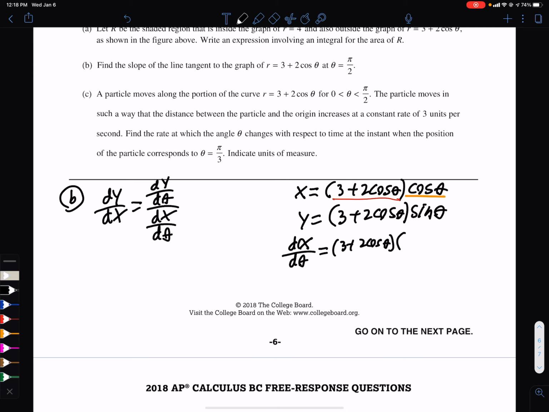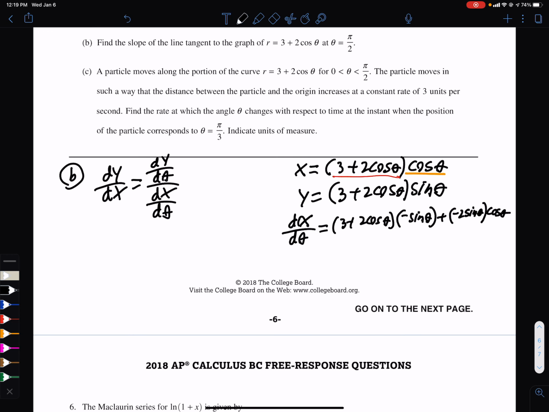I take the derivative of the second, and then I take the derivative of the first, which would be minus 2 sine theta, and I leave the second alone. Then I do the same thing with y. I take the derivative of y, product rule.